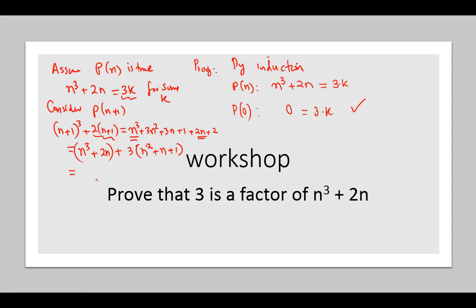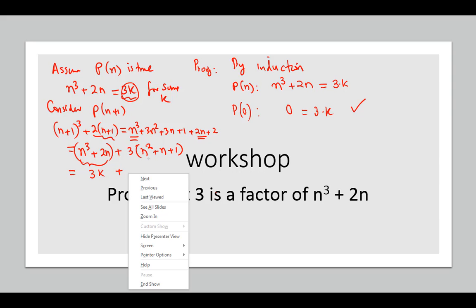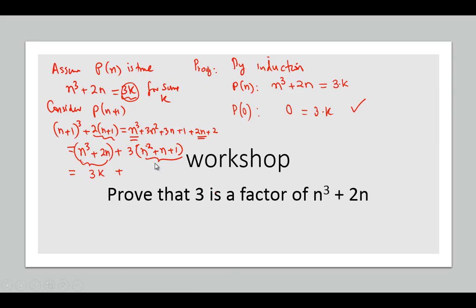So this means that by induction assumption, we can call the first part 3 times k, and then we can call this other part 3 times m. So this implies that it is 3 times k plus m, or if you replace k plus m by p, then we show that it's 3 times p for some p.